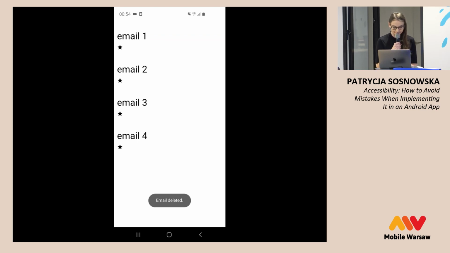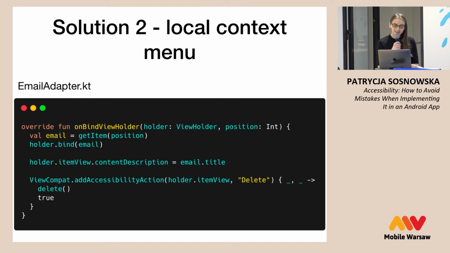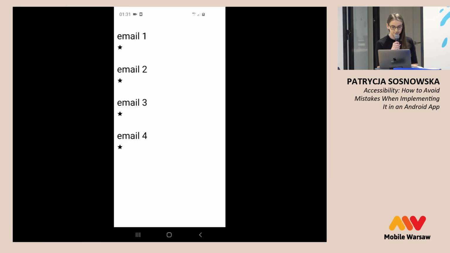Okay, simple. But there is another solution, a local context menu. We only need to call the addAccessibilityAction method on the ViewCompat class. And then we pass our view as the first argument to this function and the action label as the second argument. The result is a little bit different, so let me show you now.